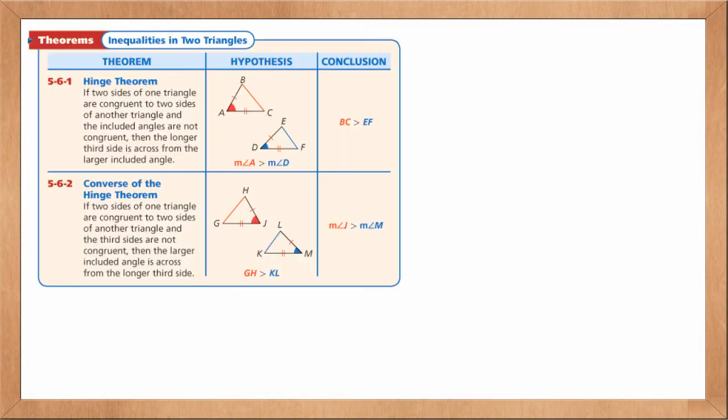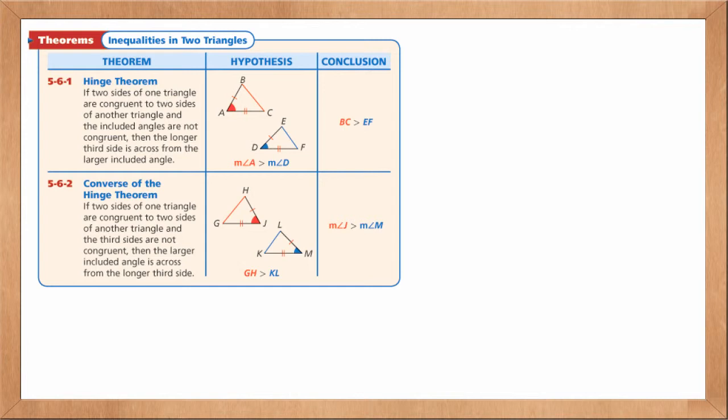Now, first thing we need to do is to look at what the Hinge theorem is and what its converse is. So, we're going to read the Hinge theorem first. If two sides of one triangle are congruent to two sides of another triangle, and the included angles are not congruent, so one has to be larger than the other, then, this is the conclusion, then the longer third side is across from the larger included angle.